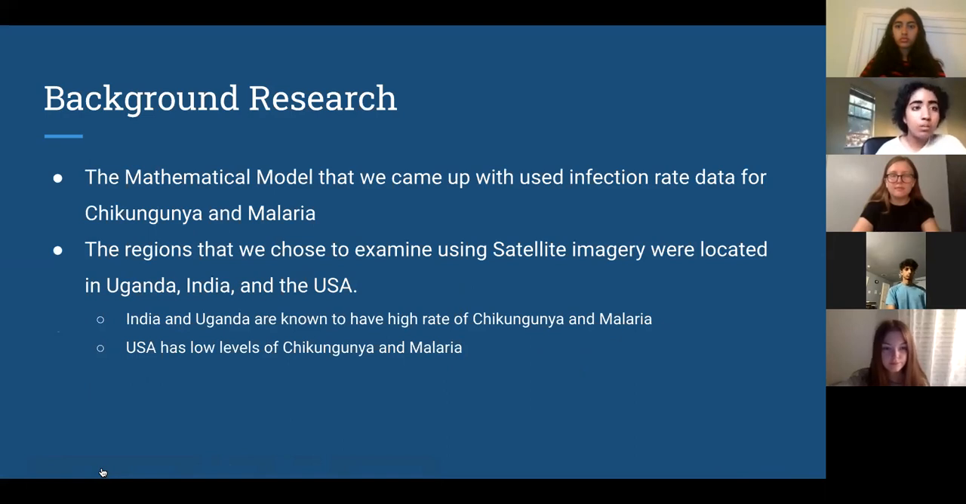The mathematical model that we came up with used infection rate data for chikungunya and malaria. India and Uganda are known to have high rates of chikungunya and malaria, whereas the US has low levels of these diseases. And the US plays an important factor as it acts as a validation for our mathematical model.